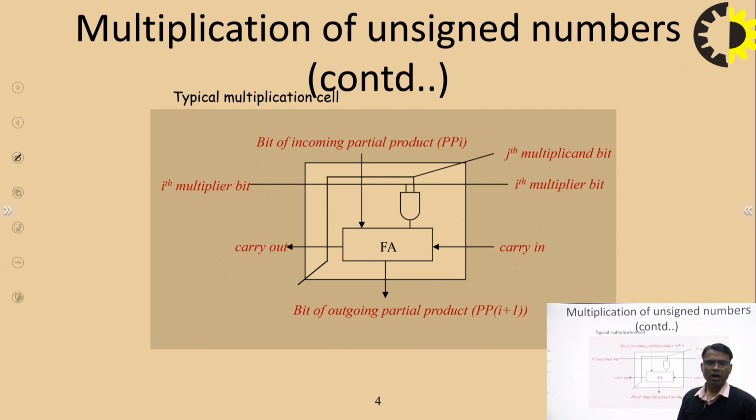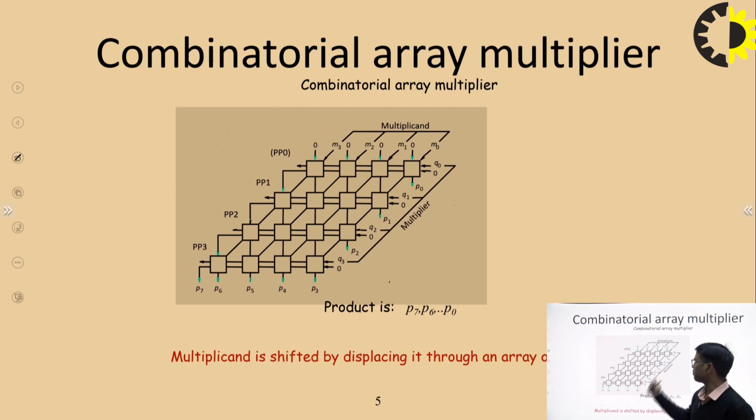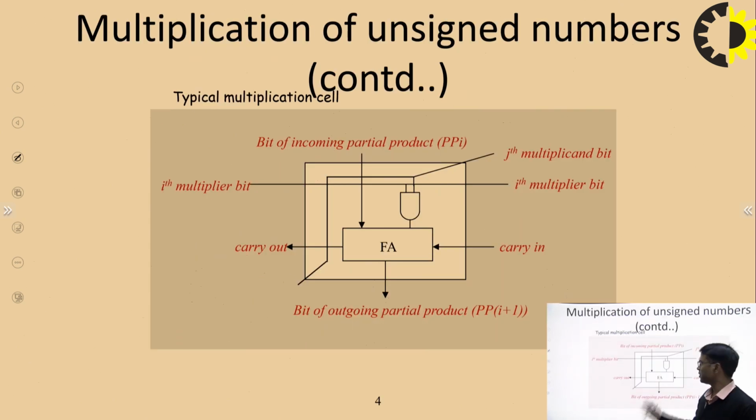So, we can implement this by arranging arrays of individual multiplying bits of the multiplier and the multiplicand. If we see, there are cells here. These are basically the array of bitwise multipliers, and these cells can be expanded and understood with this diagram.